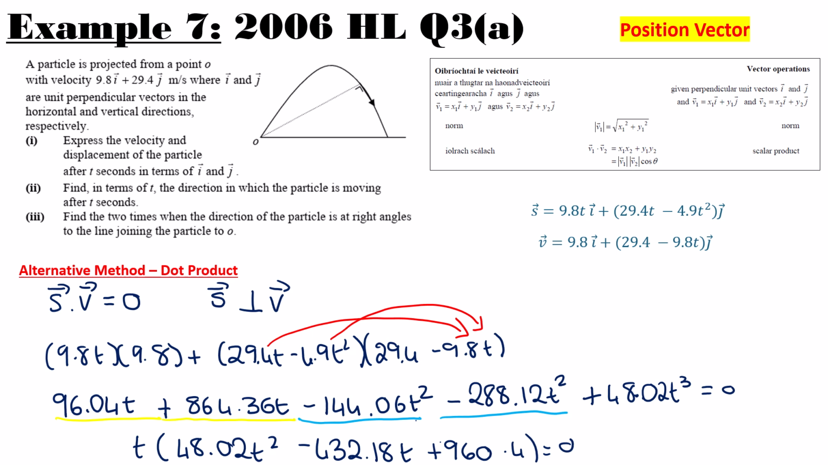So one of our times is going to be t equals 0 from there, and then we use the quadratic formula to solve the quadratic, which gives us t equals 5 and t equals 3.99, which gives us the exact same times. So probably not as nice, the numbers are a little bit bigger, but if this is your preferred method, it will work to give us the same answers.